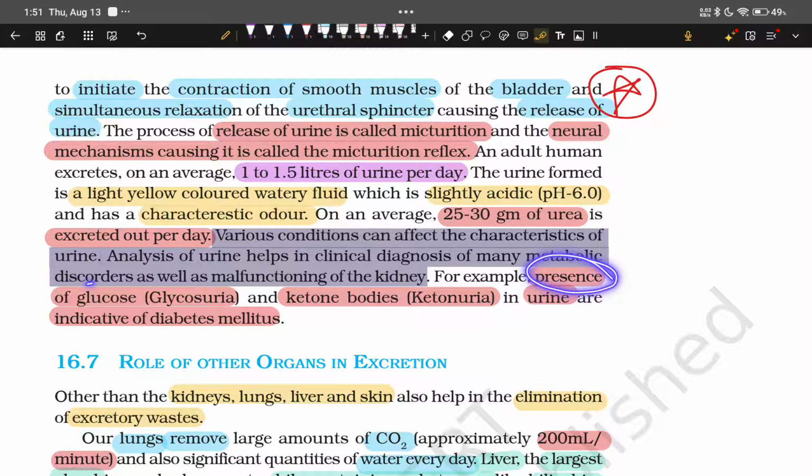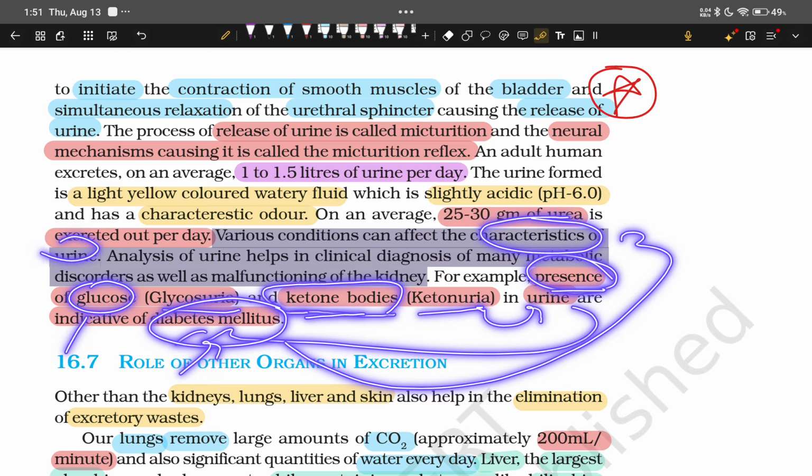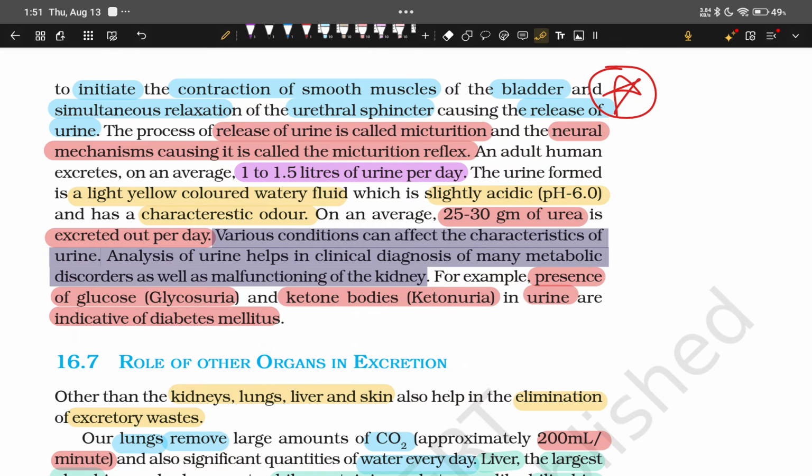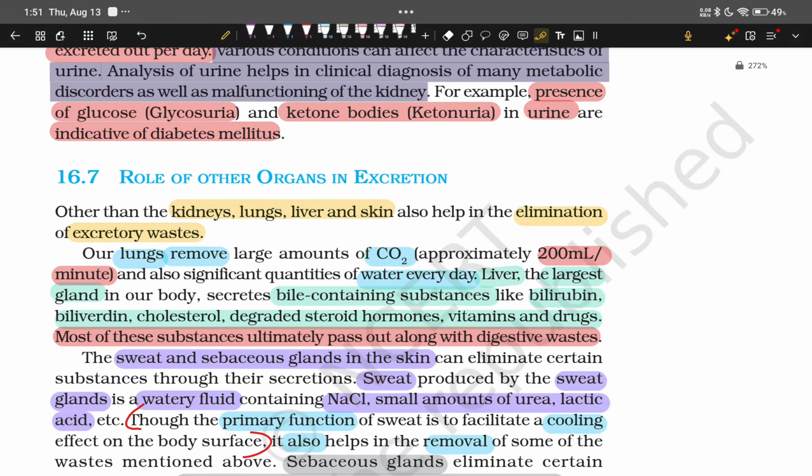So for example, if there is presence of glucose, the condition is called glycosuria, and if there is presence of ketone bodies in the urine, which is ketonuria, then these are indicators of diabetes mellitus, because diabetes mellitus affects the characteristic of urine in this way, that there is increased glucose and increased ketone bodies, etc. So after analyzing it, we can say that clinically it is diagnosed that diabetes mellitus is present in that person, or is a condition that person is suffering from.